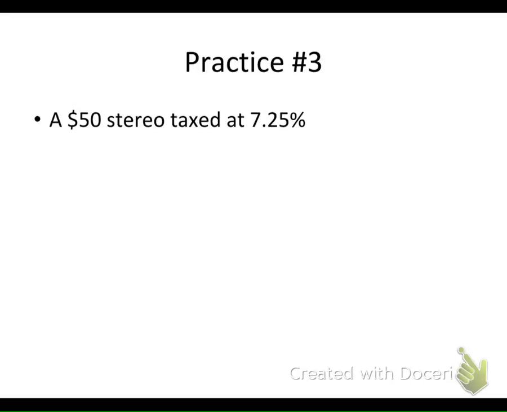There's a $50 stereo at Best Buy that I want to purchase for Avery because she's getting into dance. And I want to be able to purchase a stereo and put it in the basement. And I don't want to buy something expensive because she's only 7. So the stereo is $50. However, the sales tax, because everything that you go to buy at a store has a sales tax, is 7.25%.